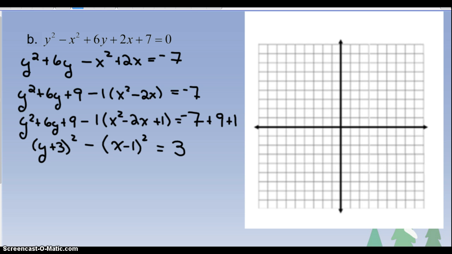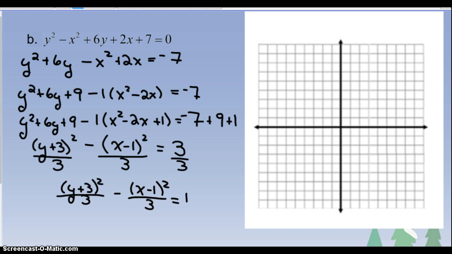And then lastly, you would go ahead, divide each of these by 3. So I'd have y plus 3 squared over 3, and then minus x minus 1 squared over 3 equals 1. Okay, so we can see what kind of hyperbola. We would now pick out the center. The center, notice here is the x, so it's going to be 1 comma negative 3 is where we would start from. And you can go ahead and sketch that.